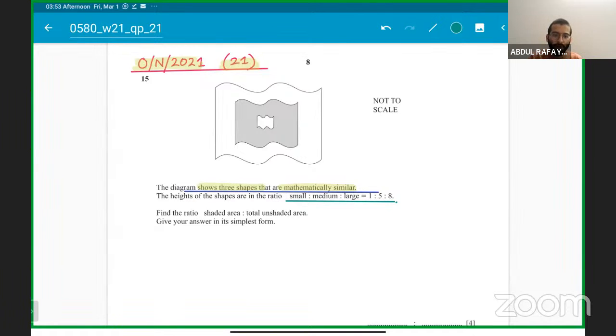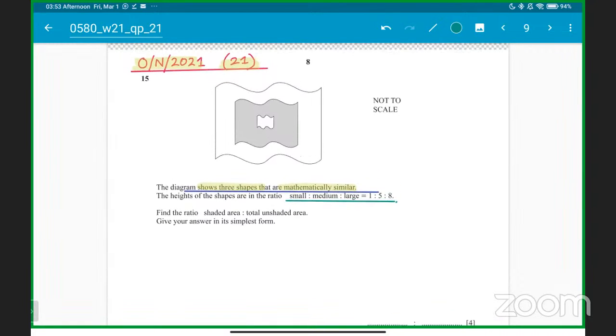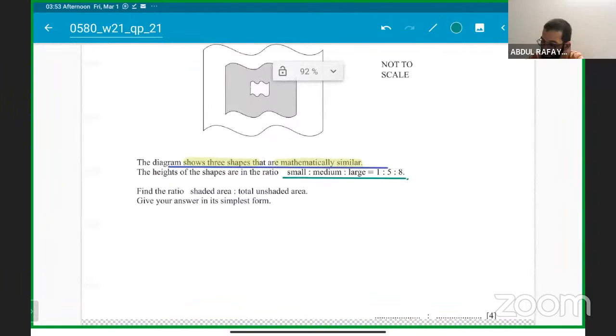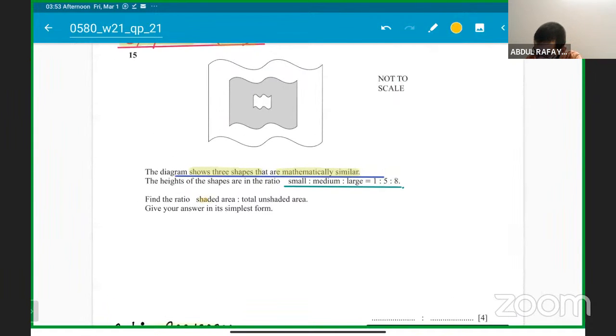Everyone can quickly read the question and then we'll talk about what we have to find and what we have to solve. It's a 4 mark question, and if you look at the diagram, we have to find the ratio of the shaded area over the total unshaded area. We have to find the ratio of the shaded area divided by the total of the unshaded areas.